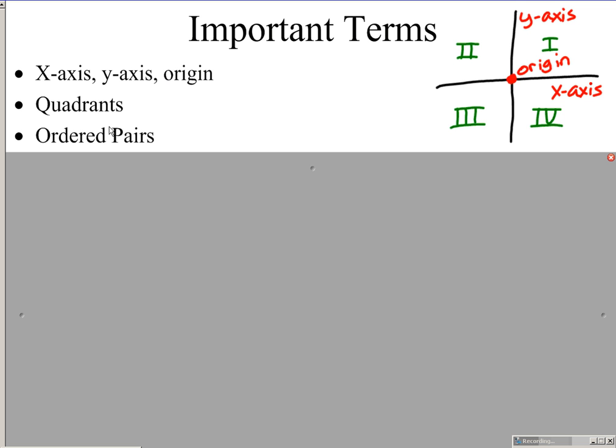Ordered pairs. Ordered pairs give you directions on how to get to a certain point in the coordinate plane. If we're talking about the ordered pair that describes the origin, that ordered pair would be (0, 0). Ordered pairs always need to be enclosed within a set of parentheses, and the two numbers must be separated by a comma. The first number is the x-coordinate. That's how far left or right you move. The second number is the y-coordinate, how far up or down you move.